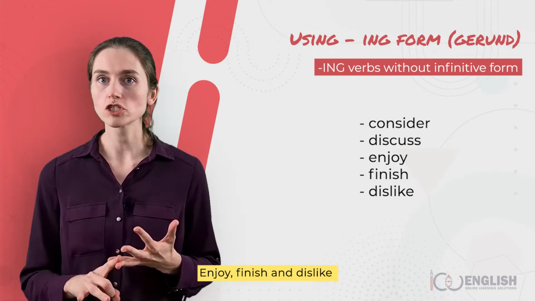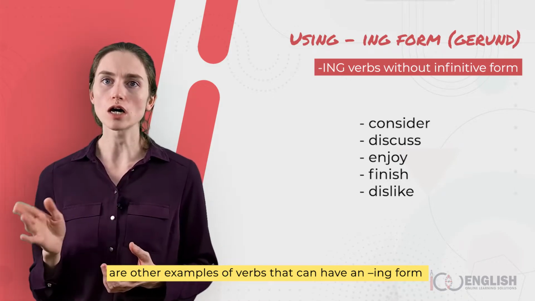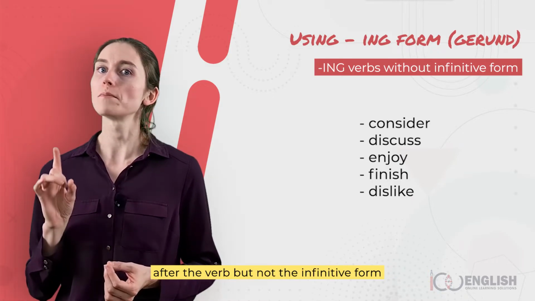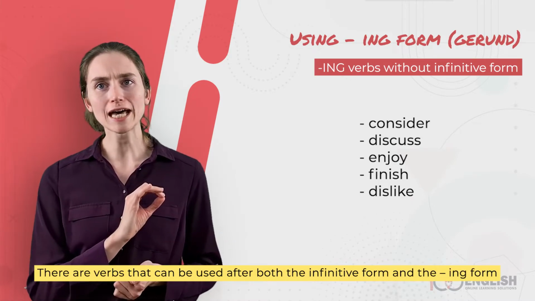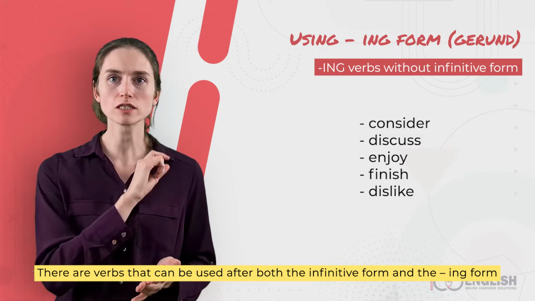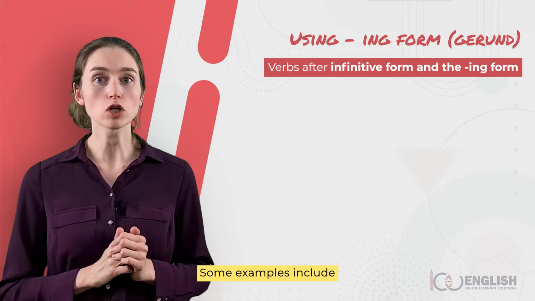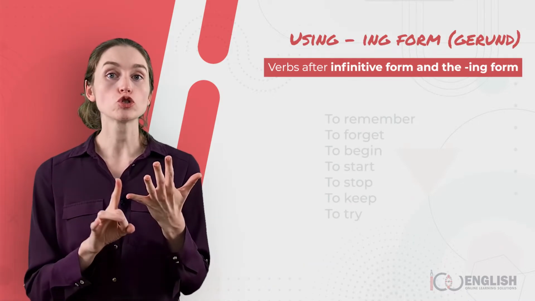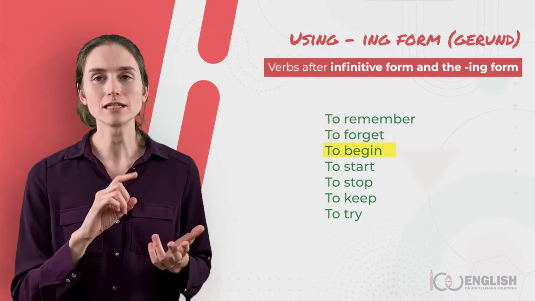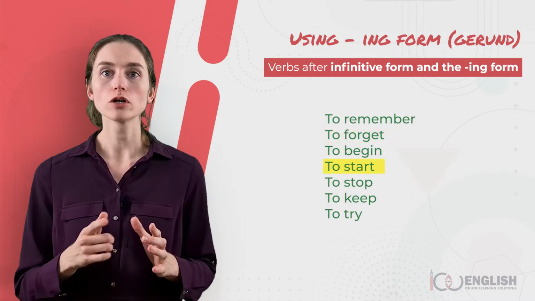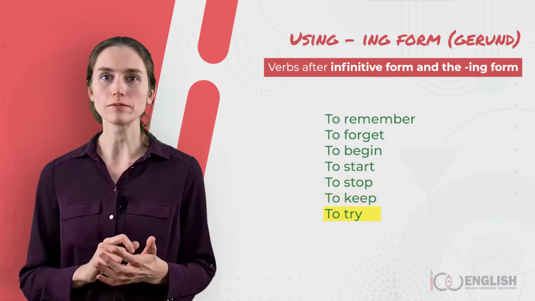Enjoy, finish, and dislike are other examples of verbs that can have an ing form after the verb, but not the infinitive form. There are verbs that can be used after both the infinitive form and the ing form. Some examples include to remember, to forget, to begin, to start, to stop, to keep, and to try.